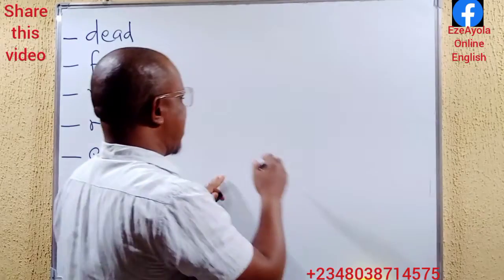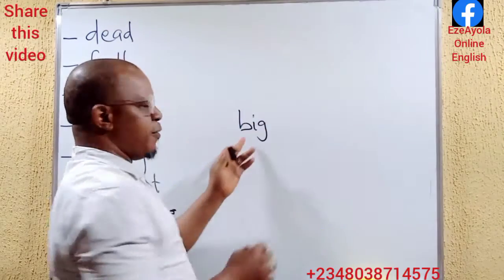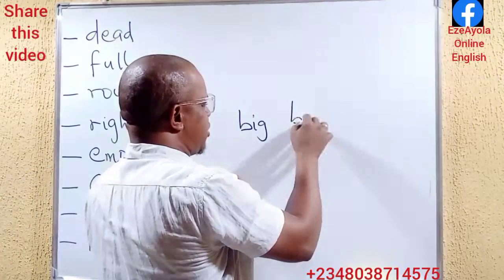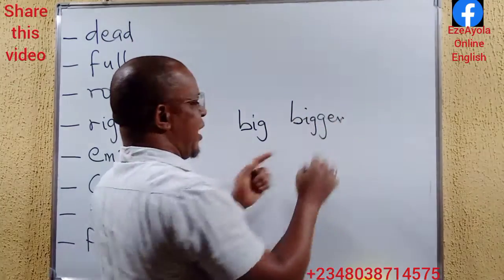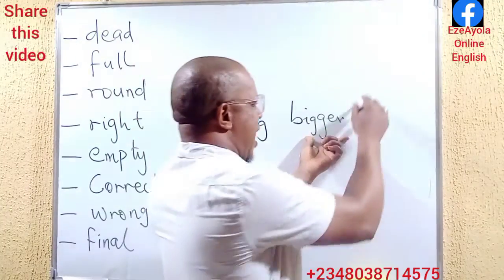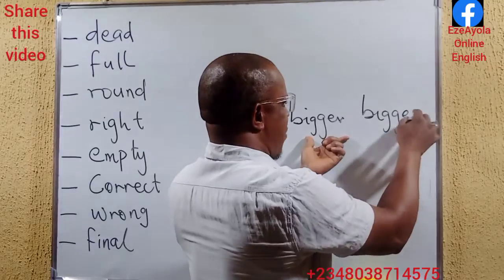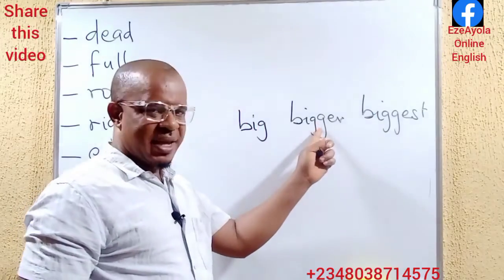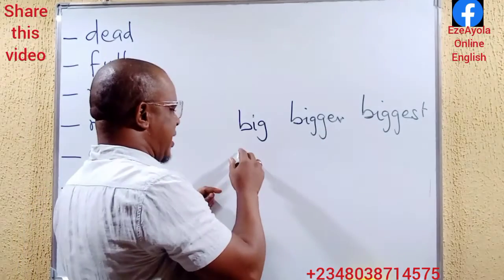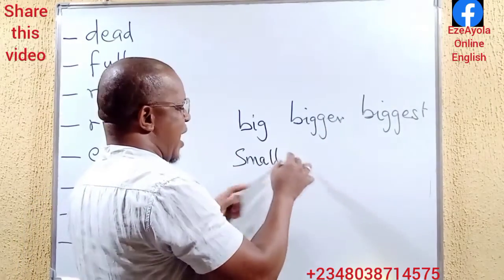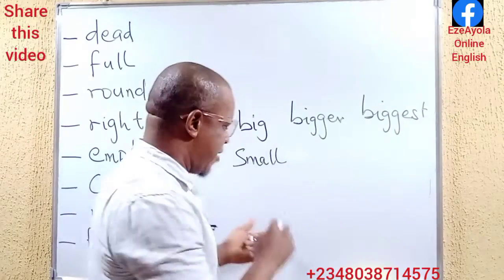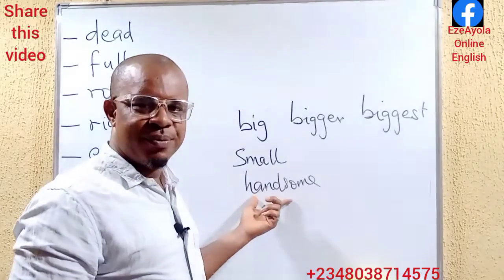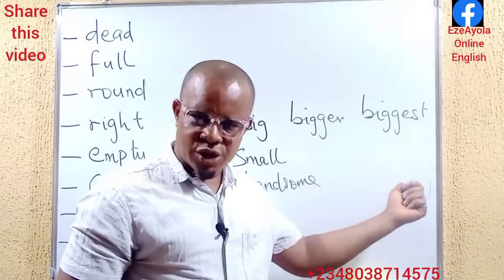Now, when we say something like big, we have big as an adjective in the positive degree. Now we have bigger in the comparative degree, and finally, we have the superlative, biggest. Have you seen it? We have big, bigger, biggest. We have something like small, smaller, smallest. All right? We have something like handsome, more handsome, most handsome.